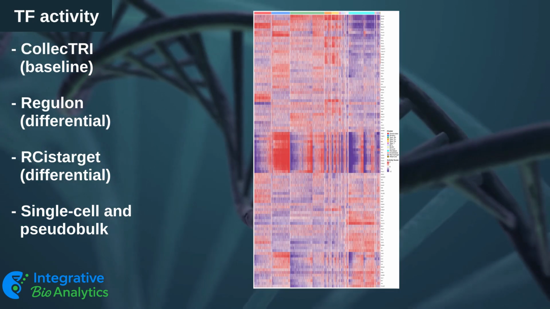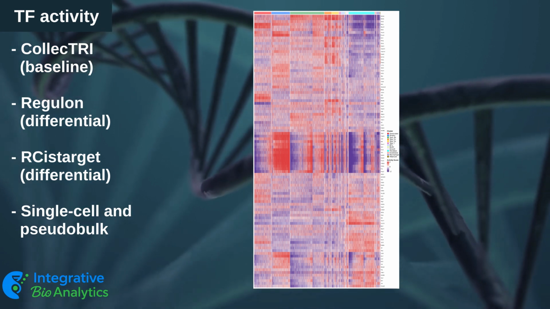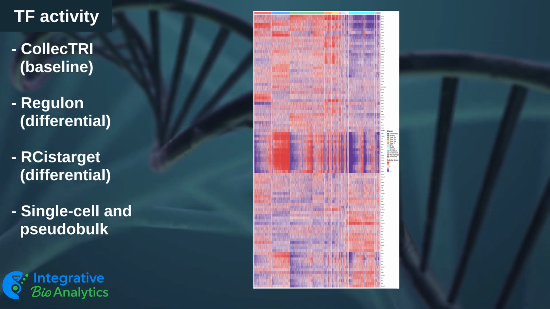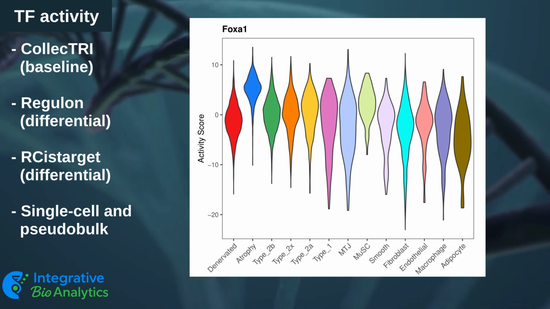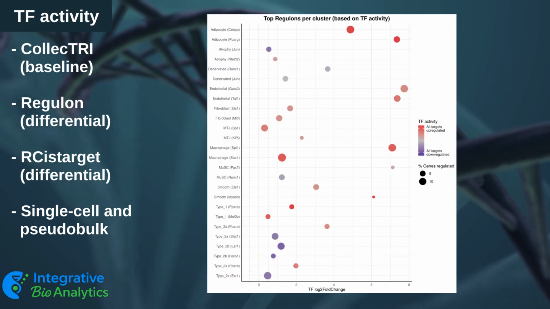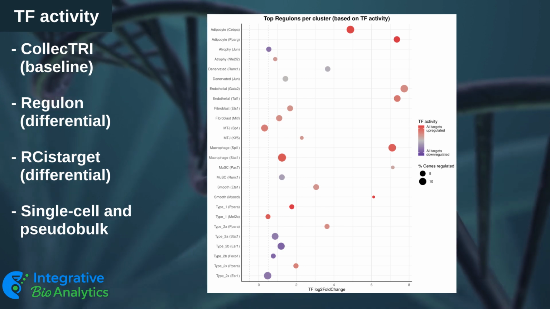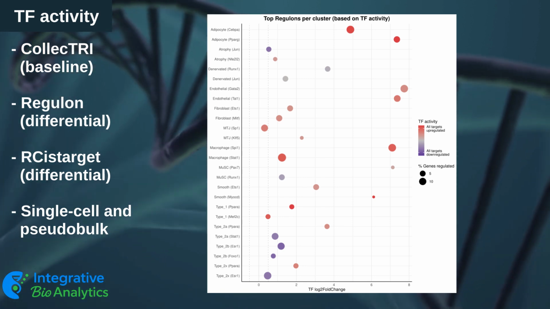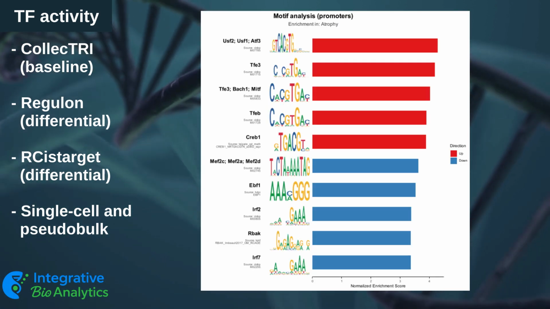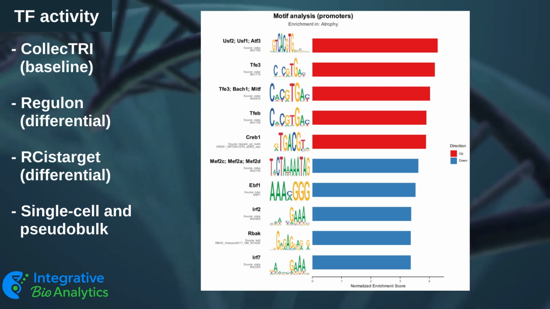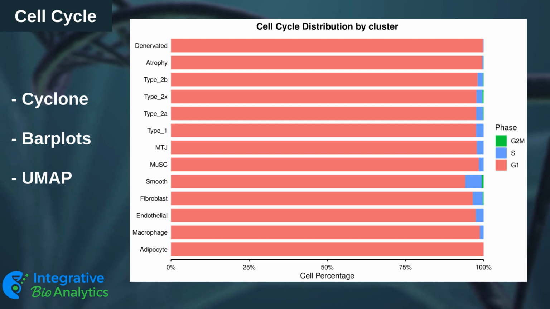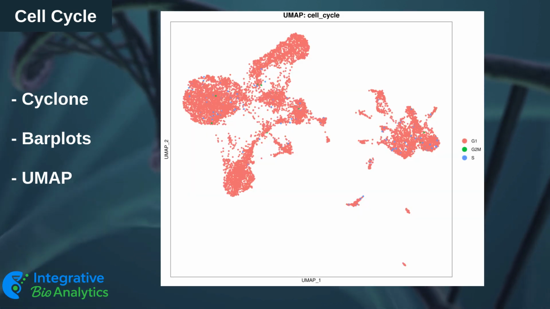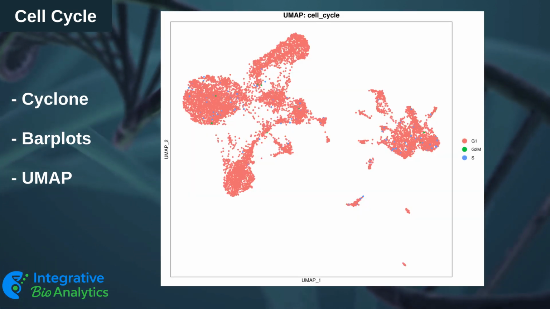For each group, we quantify the baseline transcriptional activity of more than 1,000 transcription factors and regulators. Then, we analyze changes between groups for gene regulatory networks and enriched motifs at the promoters and enhancers of differentially expressed genes. We infer cell cycle by looking at gene expression. The results are shown with bar plots and the UMAP.